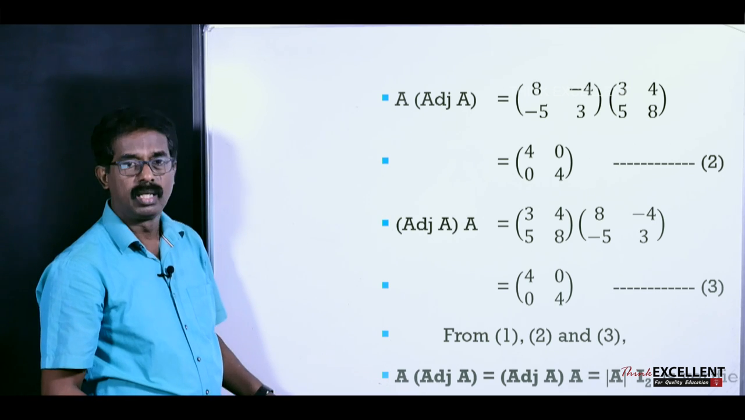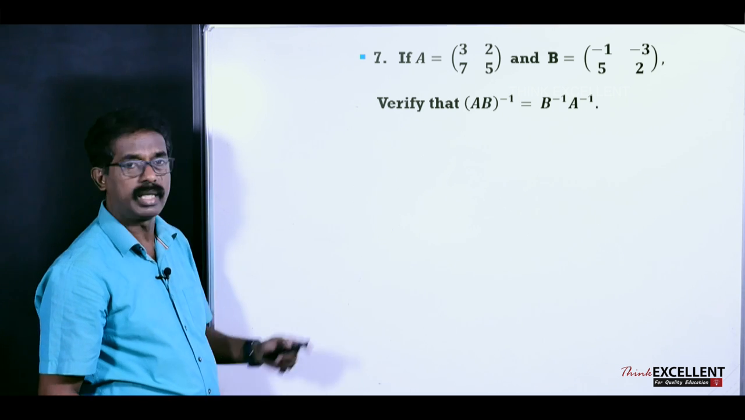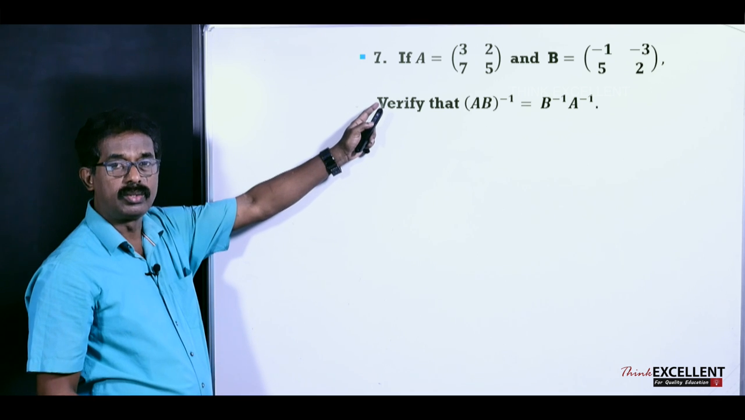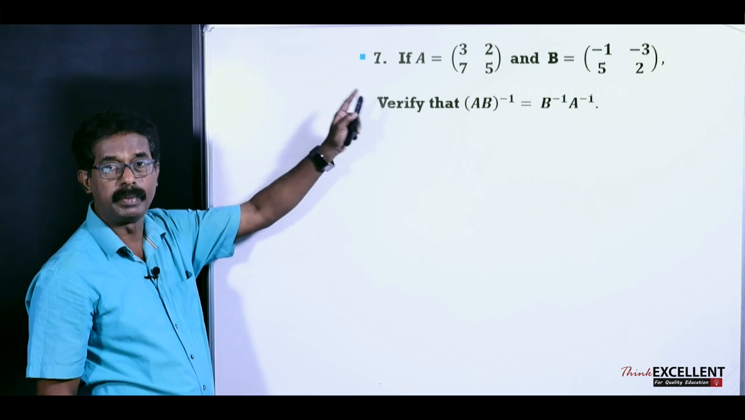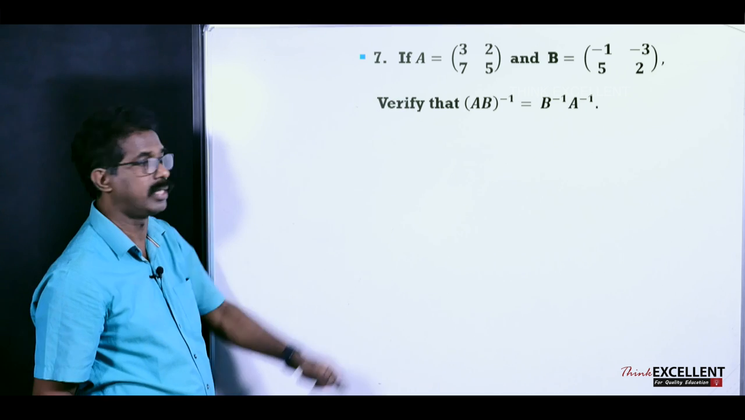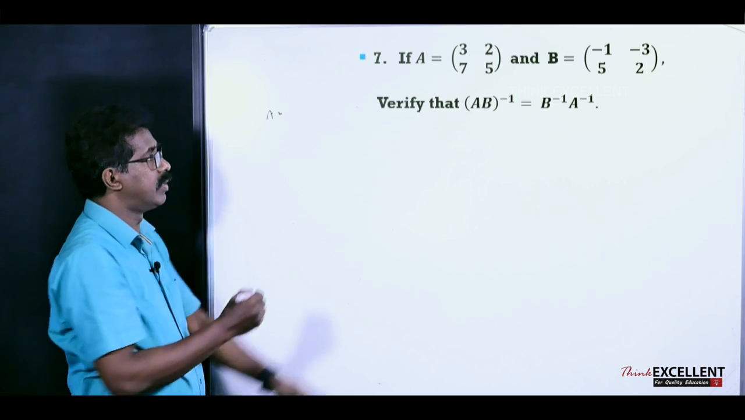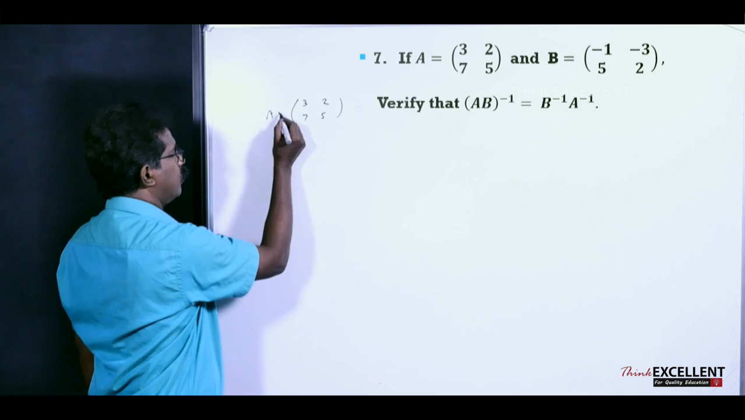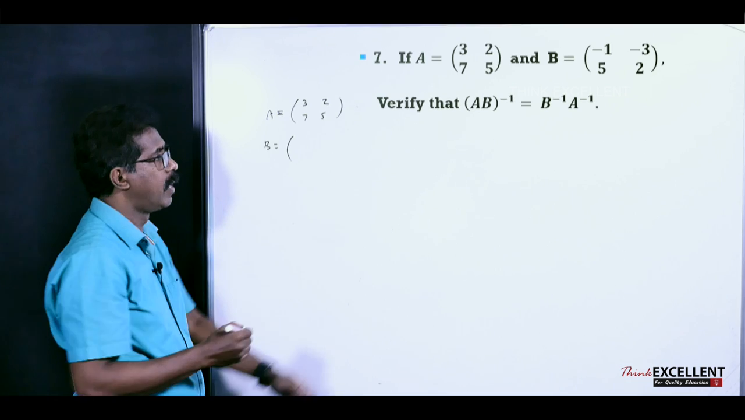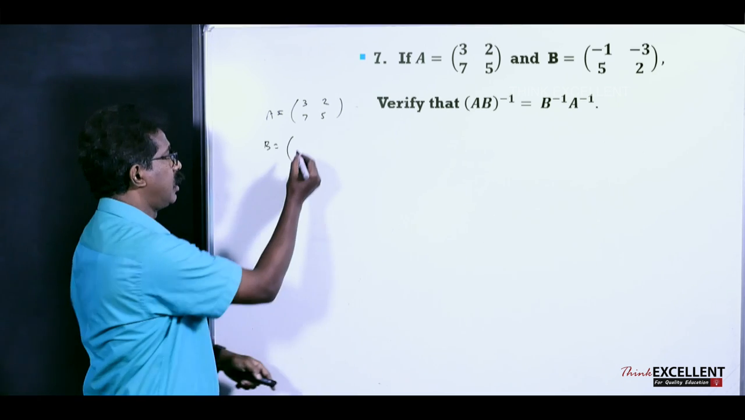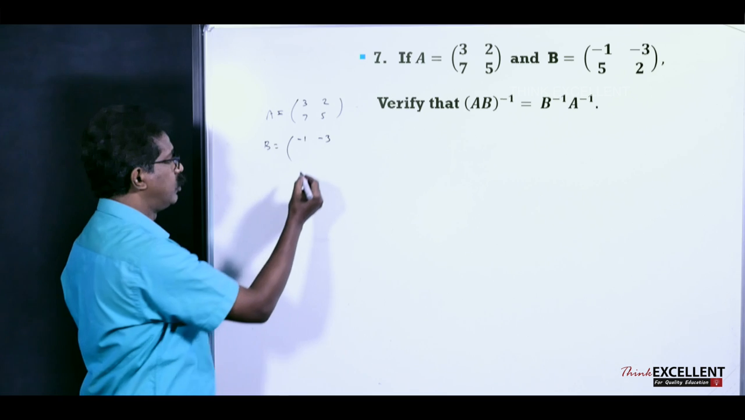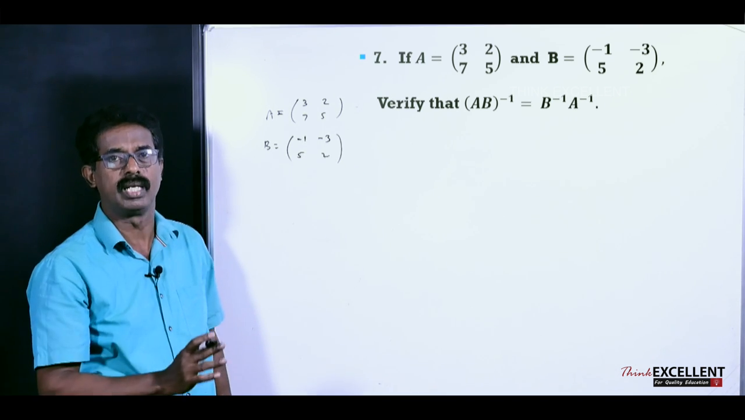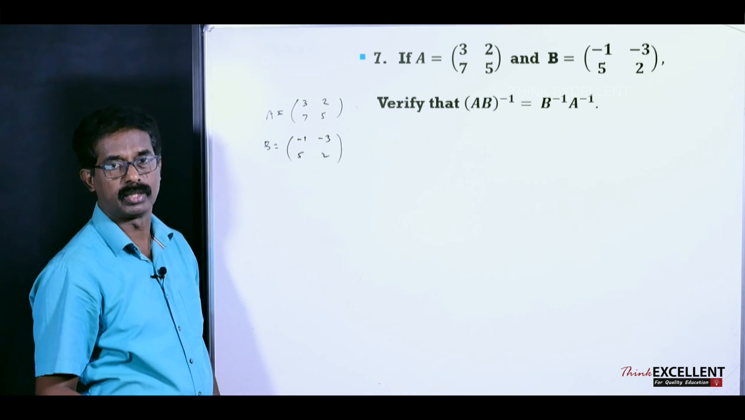And later we'll do some 3 by 3 also. Okay, look at this question. A is equal to 3, 2, 7, 5. B is equal to minus 1, minus 3, 5, 2. All are square matrices, 2 by 2 matrices. So understand the concept, and we'll do these questions easily. Later we can go for 3 by 3 questions.